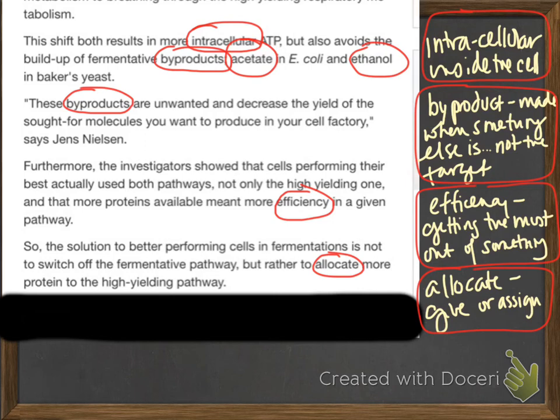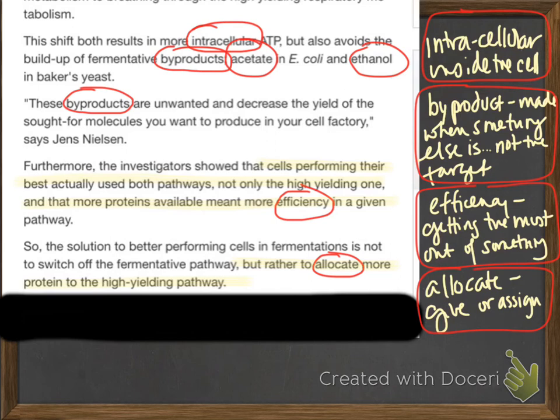And more proteins available meant more efficiency, getting the most out of something, in a given pathway. So the solution to better performing cells in fermentation is not to switch off the fermentive pathway, but to allocate, to give to or to assign more protein to the high-yielding pathway. What about a big idea here? Starting to get to the idea that's going to be the idea of the whole article.